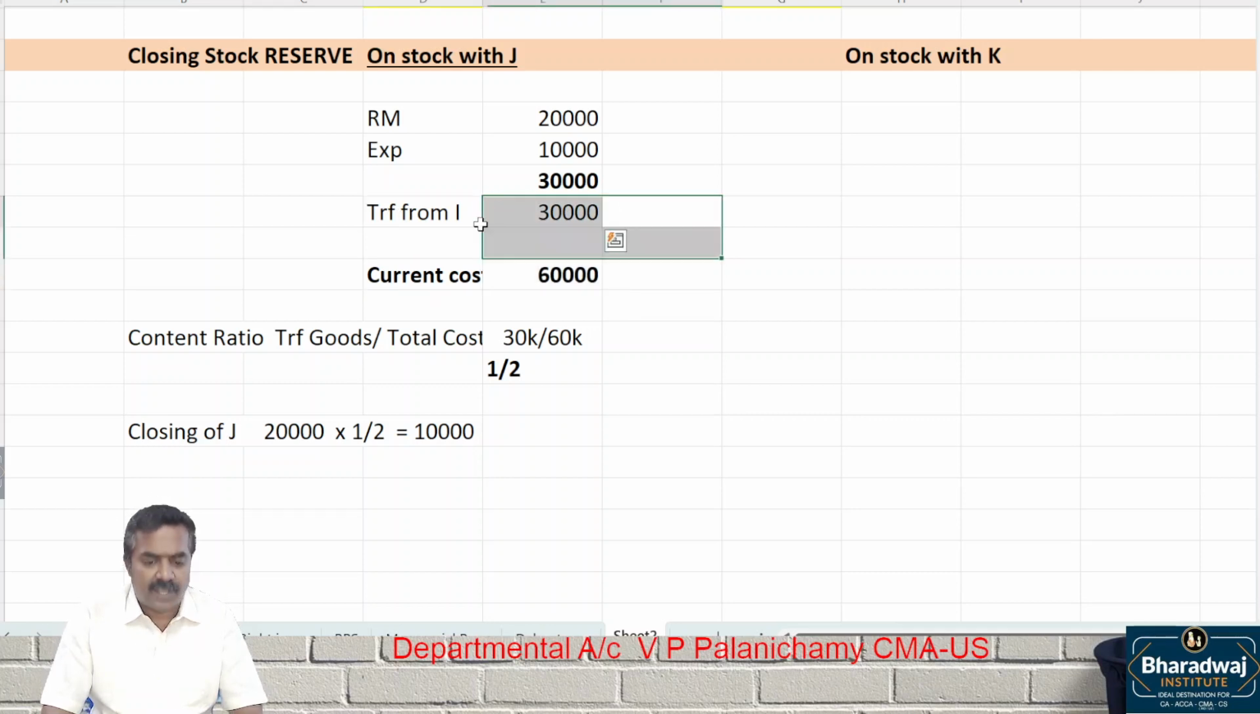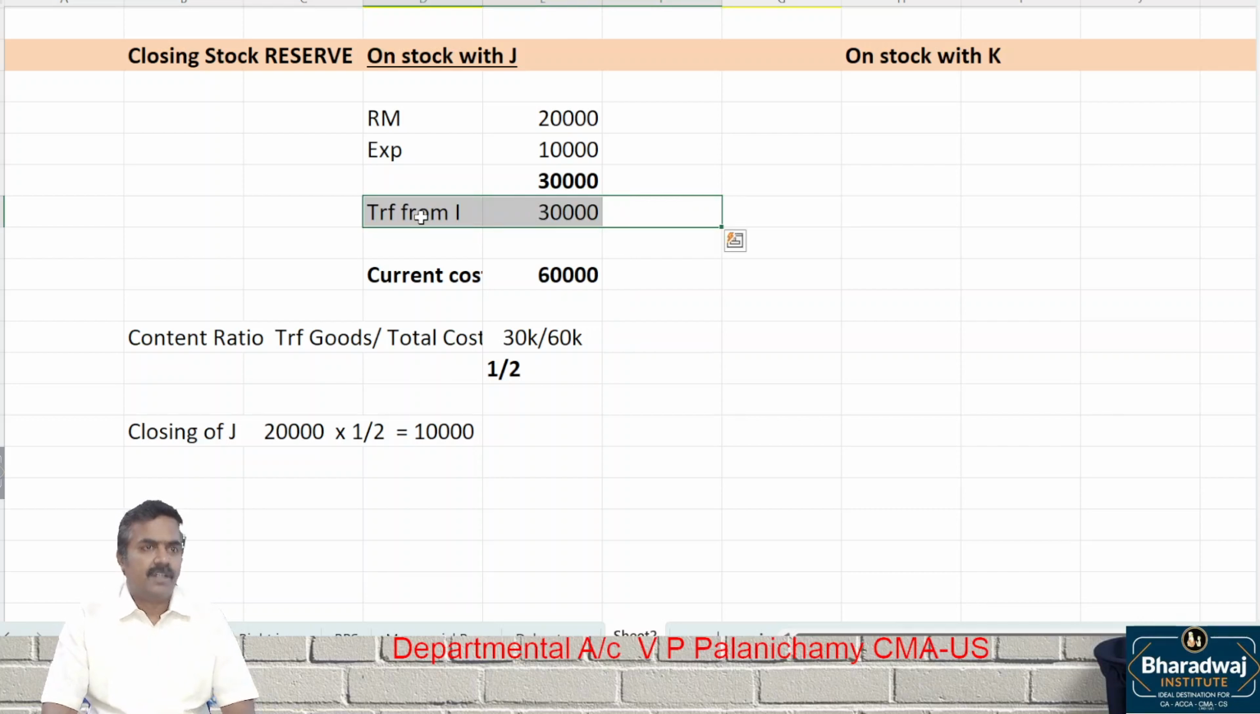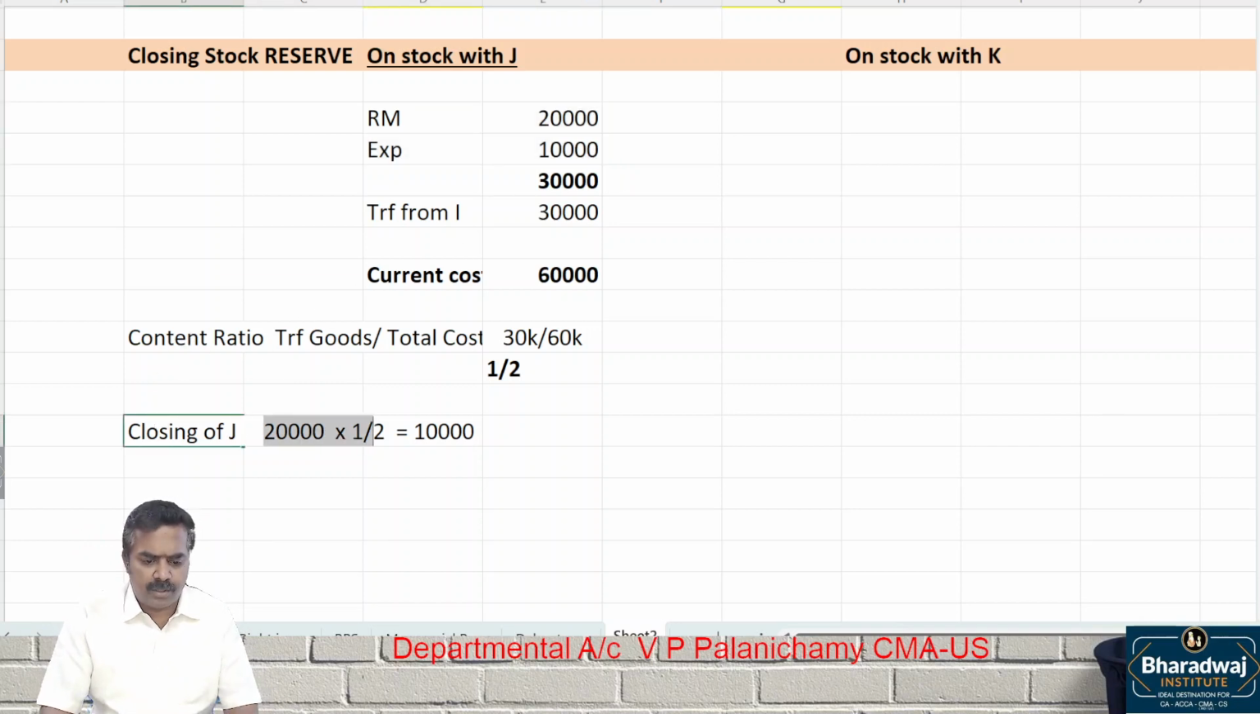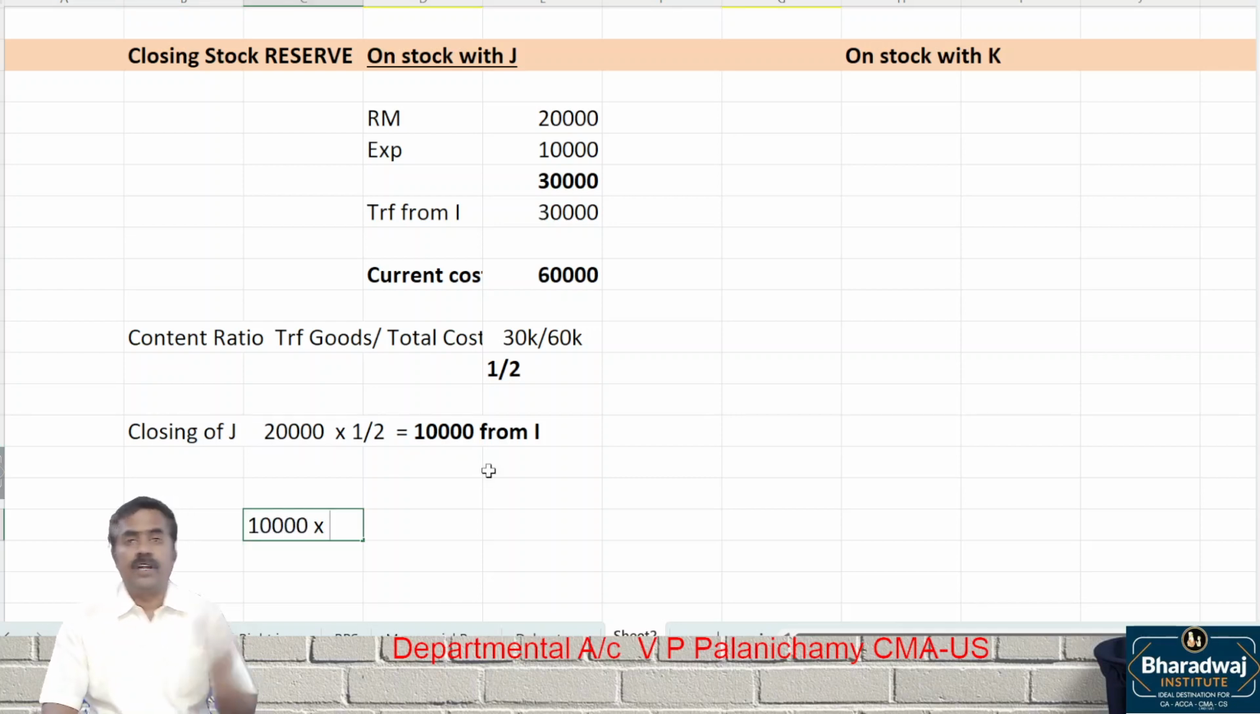30,000. Only this will have the profit element. Raw material and expenses are purchased from the outside market. That will be at cost. So closing stock of J includes 1 by 2 of element from the other department. How much? 10,000. This 10,000 is from which department? I. 10,000 from I. What is the profit margin charged on this? 10,000 into how many percent profit? 20% on cost.